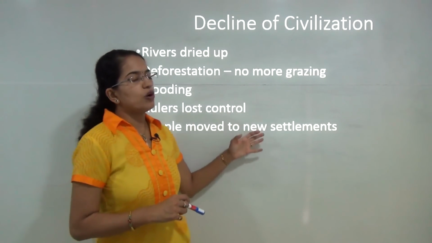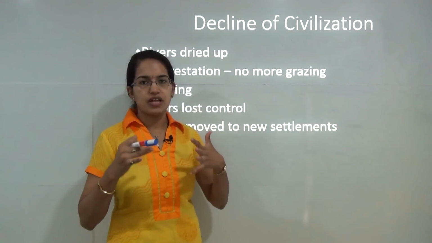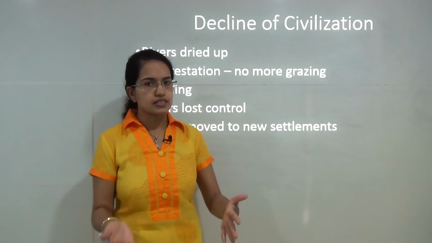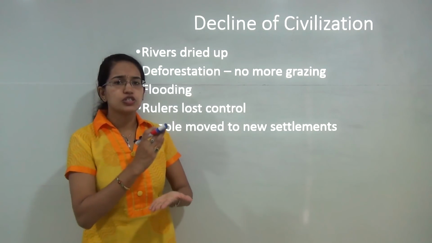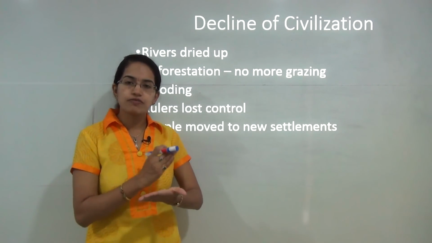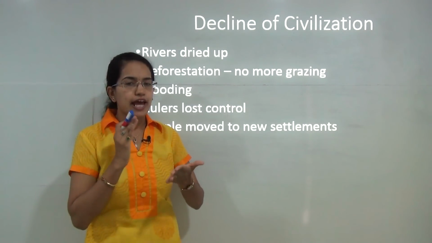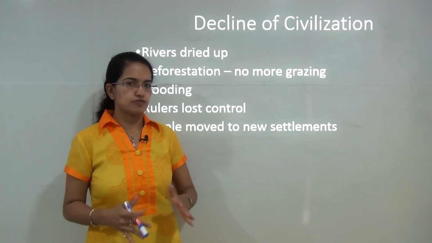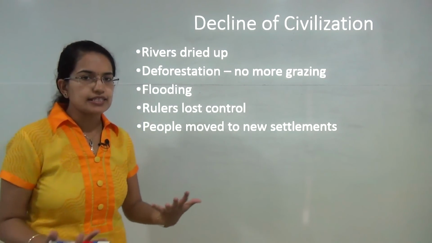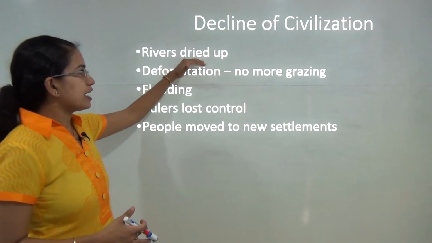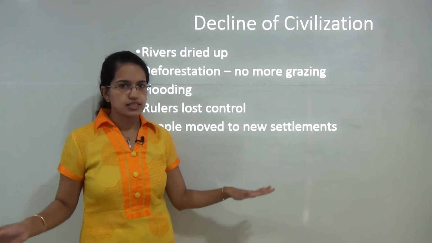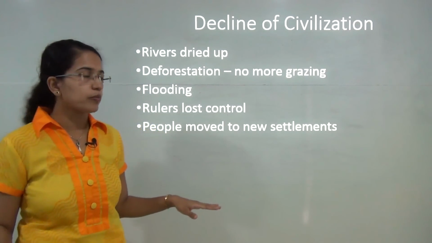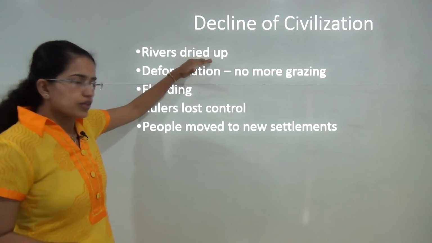Now, what was the reason that the Harappan civilization declined or vanished? As of now, we do not have strong proof of any of the facts which could tell what actually led to the decline of the civilization. Some of the guesses are that the rivers in that area dried up, so there was no water and the civilization vanished. That was one of the reasons.